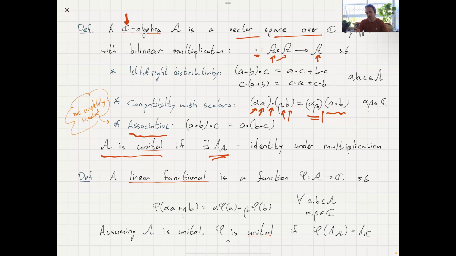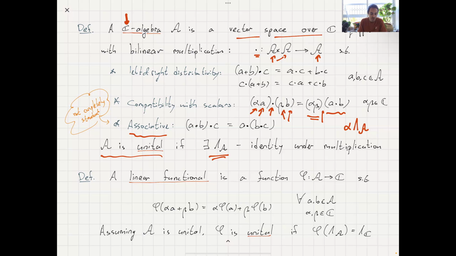And once you have that, by the way, you can always embed the complex numbers within your algebra, because for a complex number alpha, this becomes an element of your algebra, and this way you can identify the complex numbers as part of your algebra, okay?